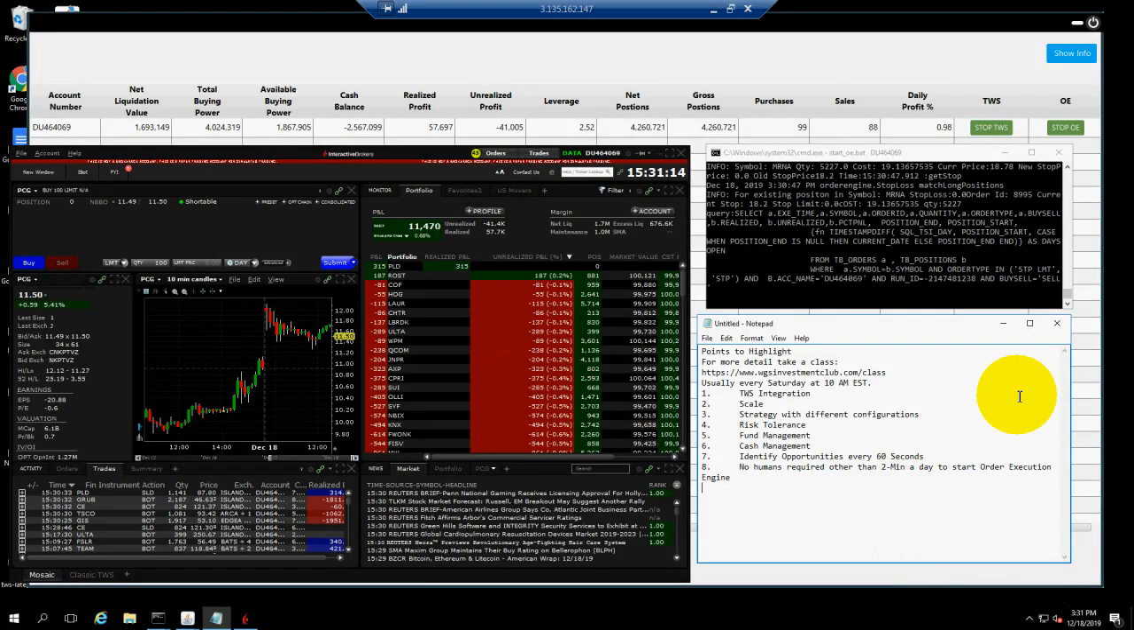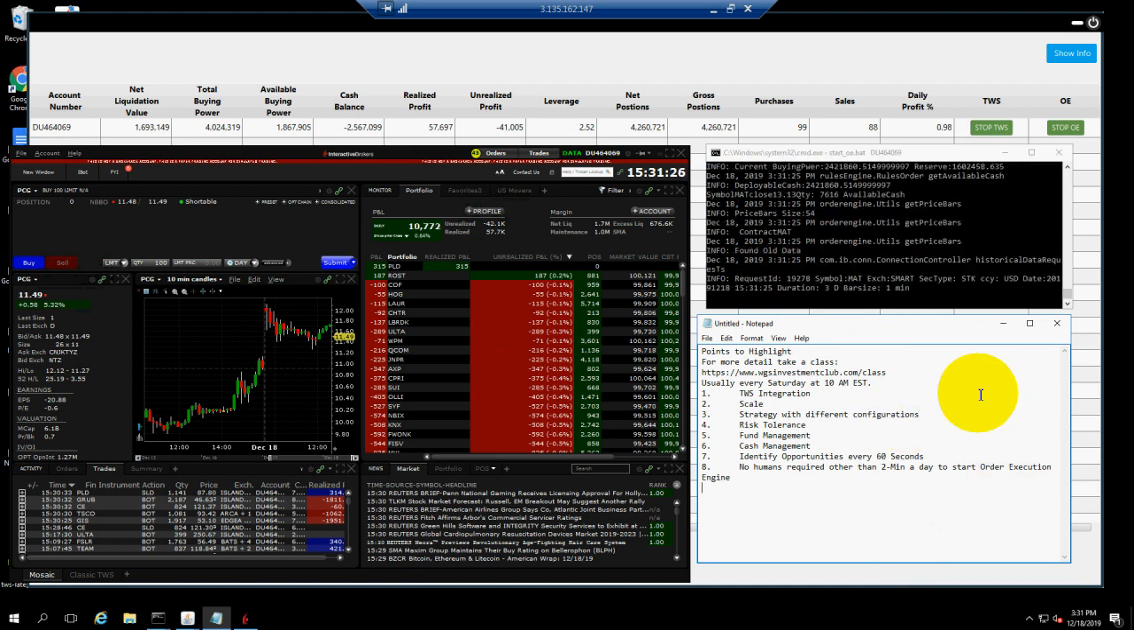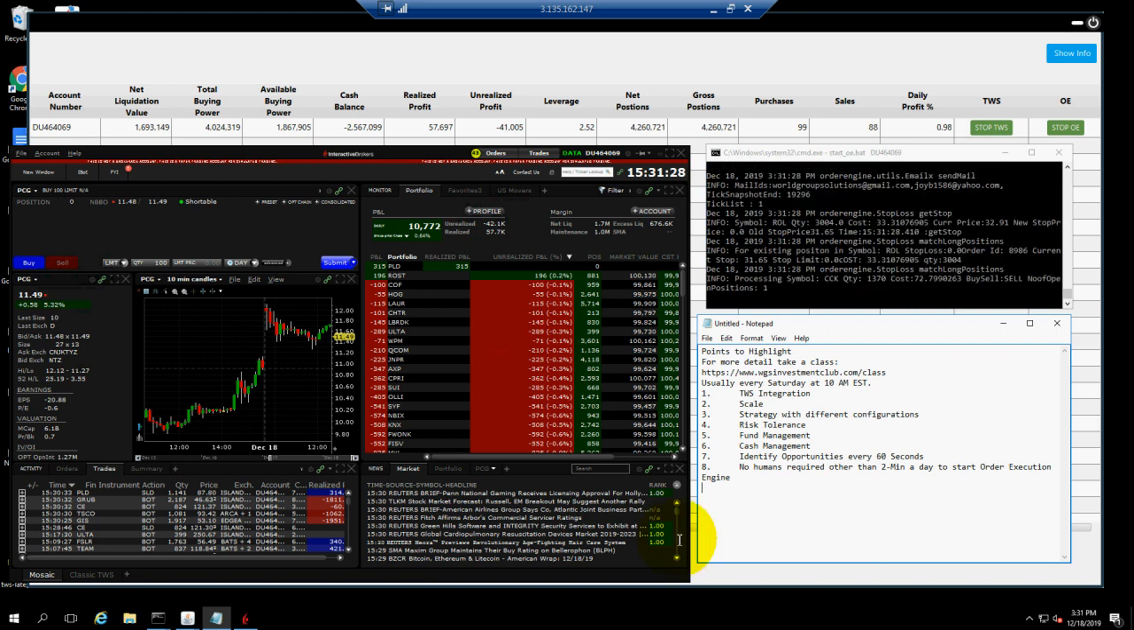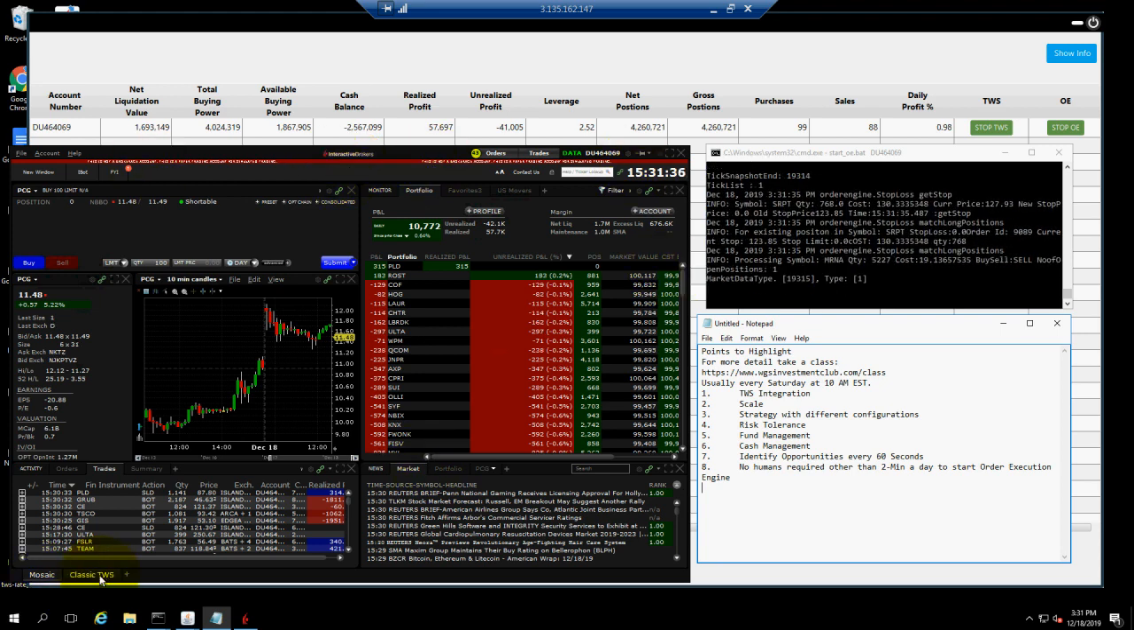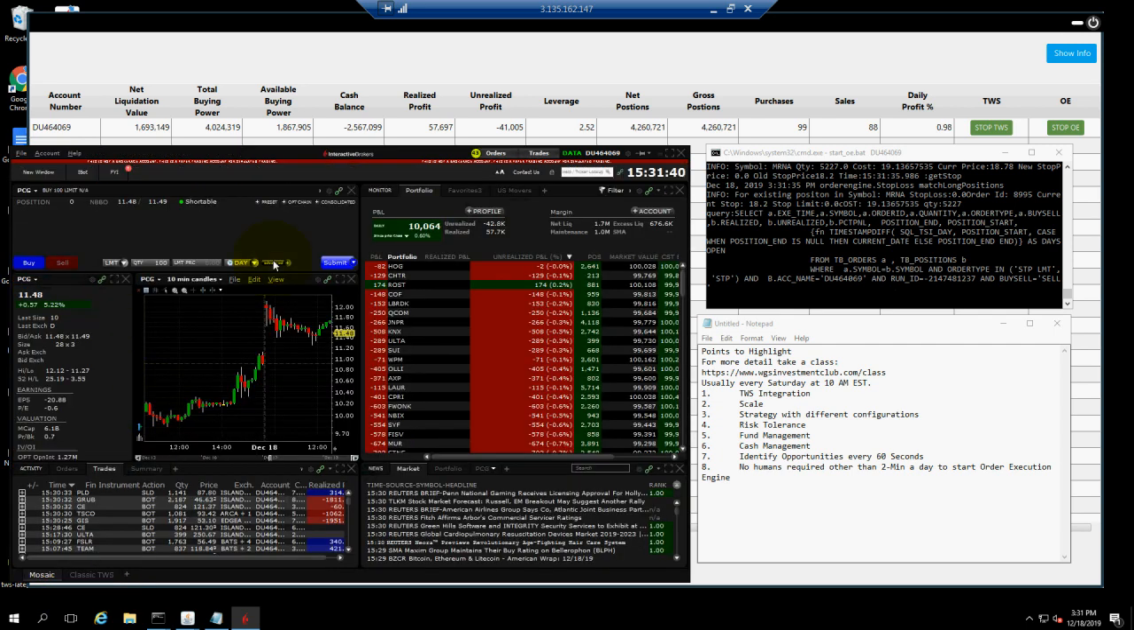Hi folks, let me introduce you to the enhanced TWS capability. Right now you are seeing a live trading session on December 18th, 2019 at 3:31 p.m. This is the platform of Interactive Brokers where people can go and trade. It has a classic view as well as a mosaic, but I will demonstrate how it is happening in mosaic.